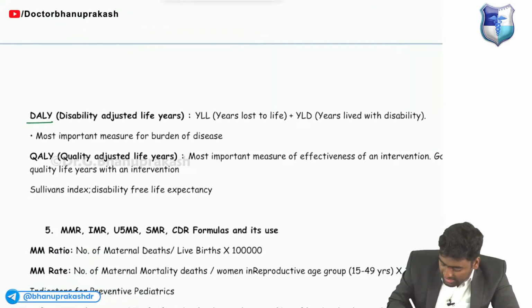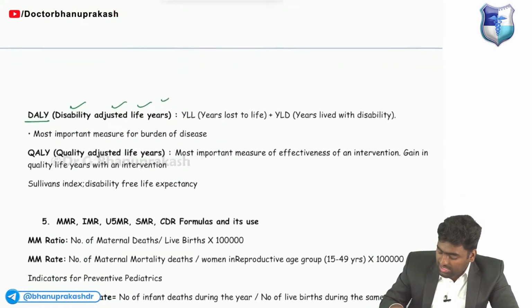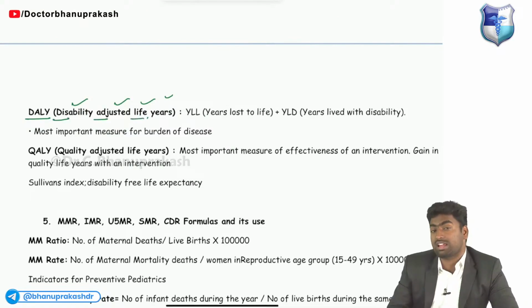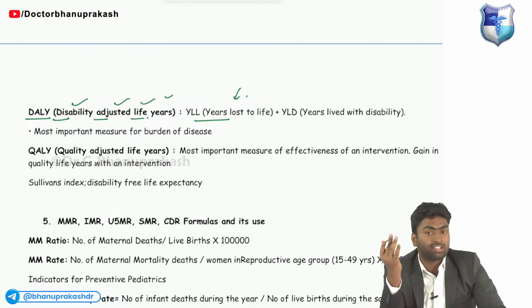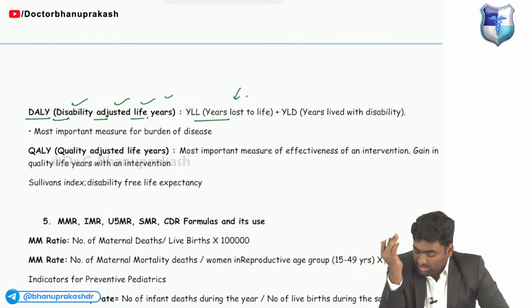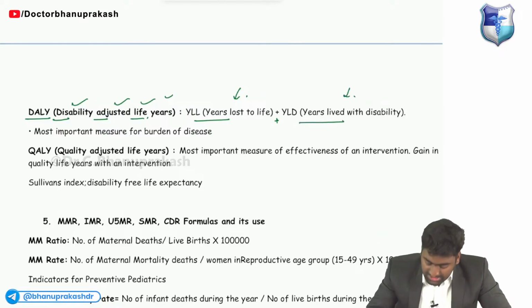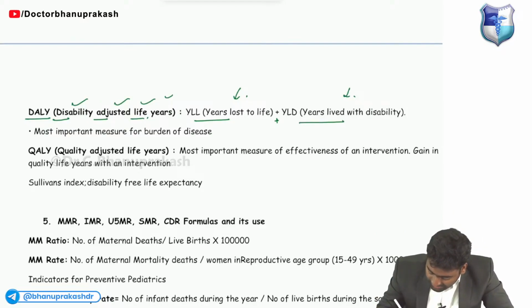If you see DALY, which is disability adjusted life years, it has two components. One is how much life you have lived with disability. The other is years of life lost because of premature death. So DALY is the years of life lost along with the years lived with disability. It tells the burden of the disease in the community.